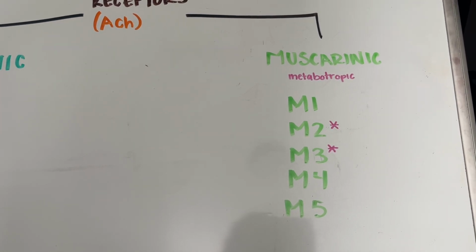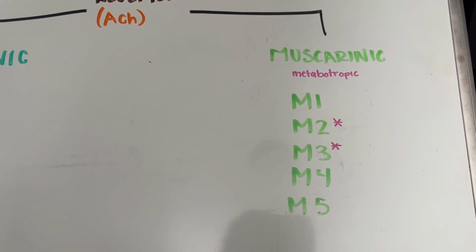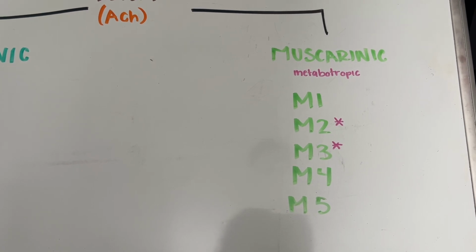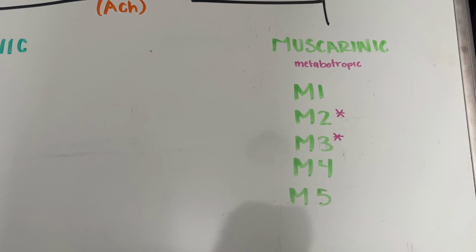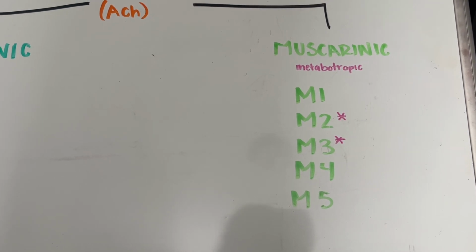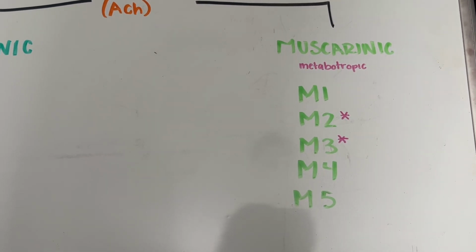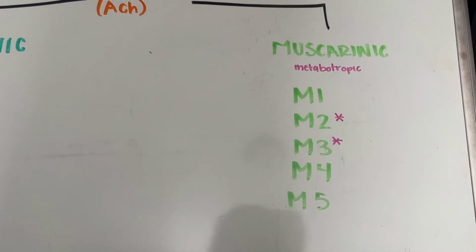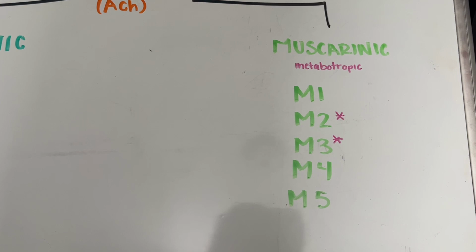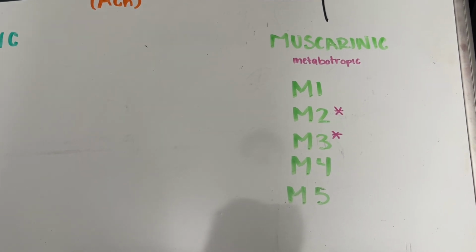A couple examples: M3 receptors are found on the smooth muscles of your iris. Activation typically involves a G protein leading to the activation of PLC, which produces IP3, and an increase in intracellular calcium often results in excitation. For in your irises, that would be the contraction of them.